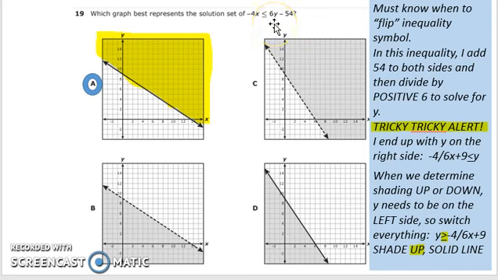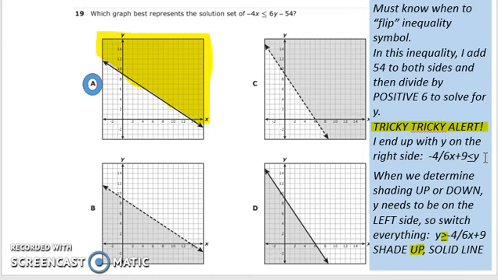In this inequality, if I were to solve it, I would add 54 to both sides and divide by the number in front of y, which is a positive 6. And if I do that, and I suggest that you do that on your dry board or piece of paper, you wind up with negative 4 over 6, x plus 9 is less than or equal to y. And again, notice that the y is on the right-hand side. We're used to the y being on the left-hand side.